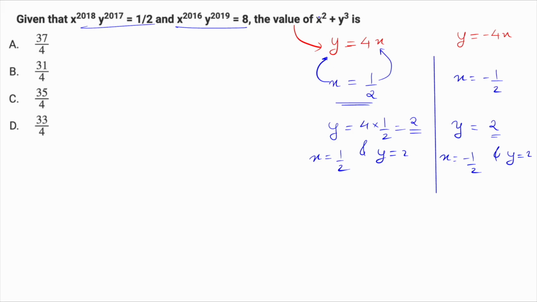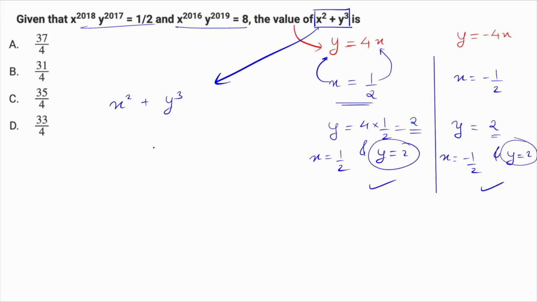So the question is asking you what is the value of x square plus y cube finally. So finally, I need to figure out this value x square plus y cube. Whichever of the two cases you consider, the value of y is 2 in either case, right? So y cube will remain same in either case, and x being different in both the cases, x square will be same in both the cases, right? So x square will be either 1 by 2 square or minus 1 by 2 square. Either way it will become 1 by 4, right? Minus 1 by 2 square or plus 1 by 2 square will end up with 1 by 4 only, right?